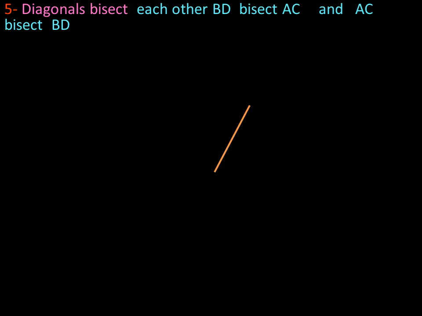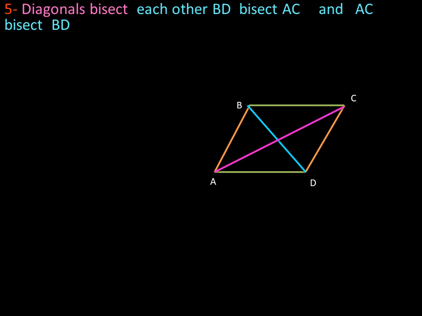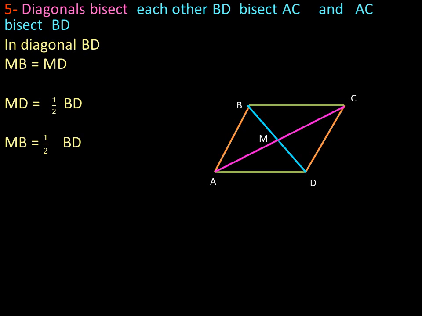Last property, diagonals bisect each other. Diagonals of the parallelogram ABCD are BD. Why? Because B and D are non-consecutive vertices, so I can connect and join them together to be a diagonal. The second diagonal will be AC. What does it mean to bisect? Bisect means cut into two congruent pieces.